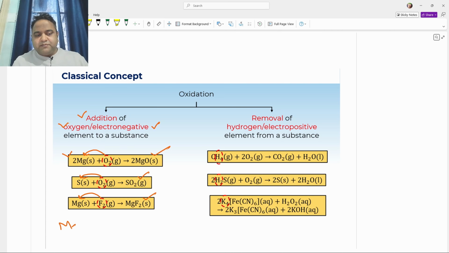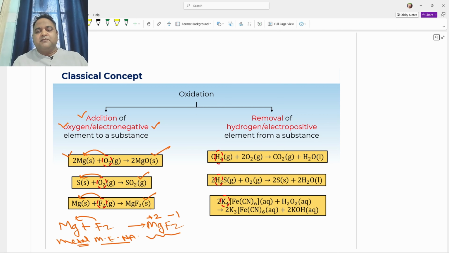When magnesium chemically combines with fluorine, there is a formation of MgF2, where fluorine is the more electronegative element. Fluorine is a more electronegative atom and magnesium is a metal. So when a particular element combines with a more electronegative element, there is always a chance of oxidation, because magnesium goes to +2 and fluorine goes to -1.